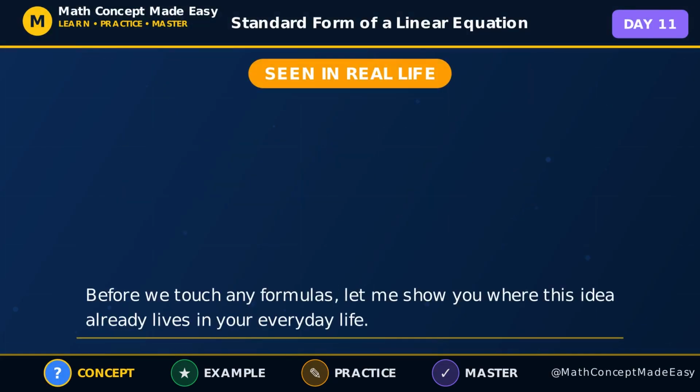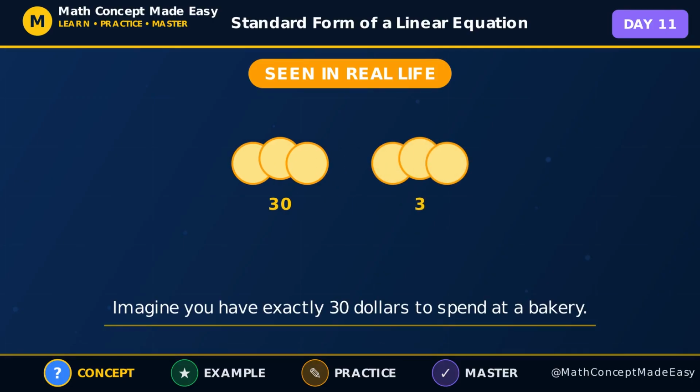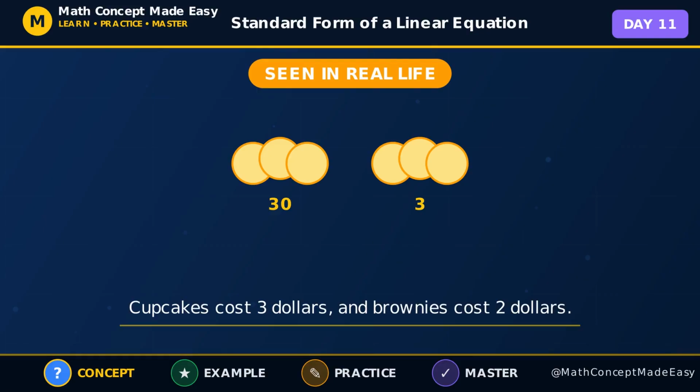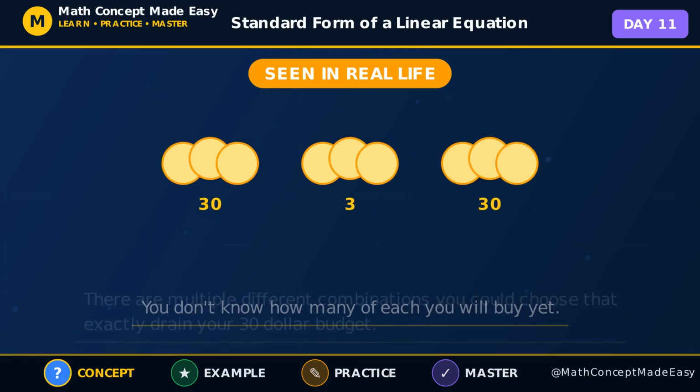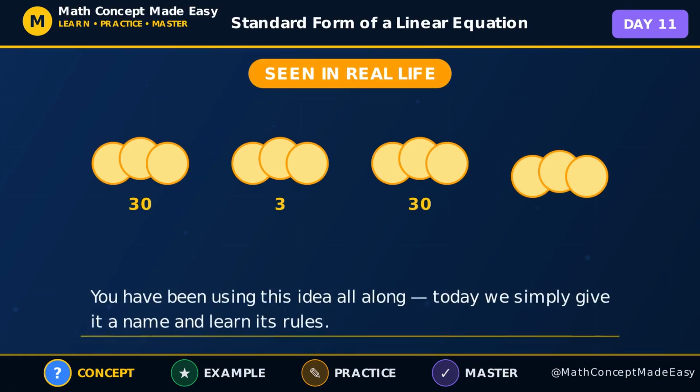Before we touch any formulas, let me show you where this idea already lives in your everyday life. Imagine you have exactly $30 to spend at a bakery. Cupcakes cost $3 and brownies cost $2. You don't know how many of each you will buy yet. There are multiple different combinations you could choose that exactly drain your $30 budget. You have been using this idea all along. Today we simply give it a name and learn its rules.